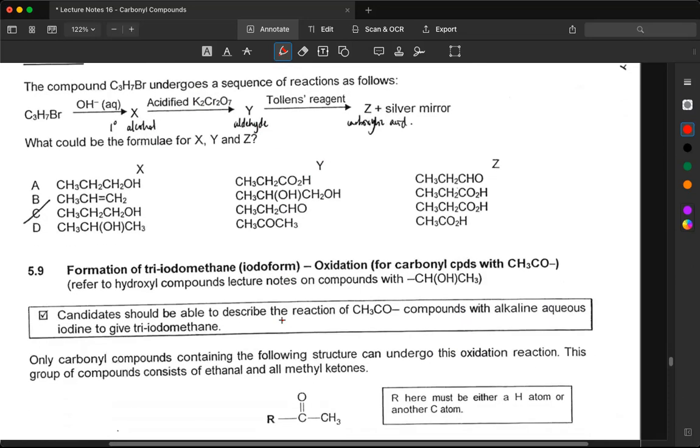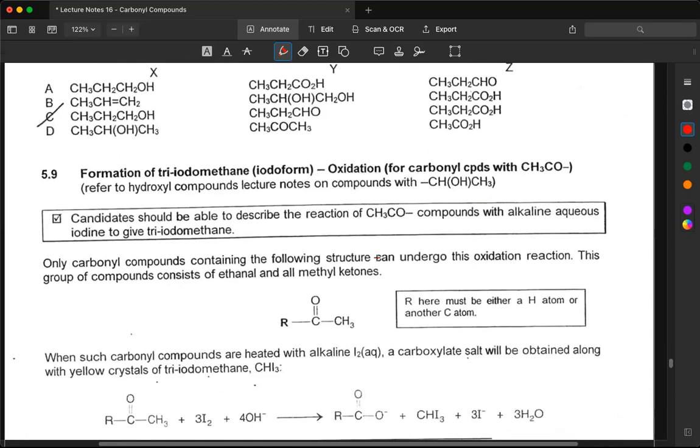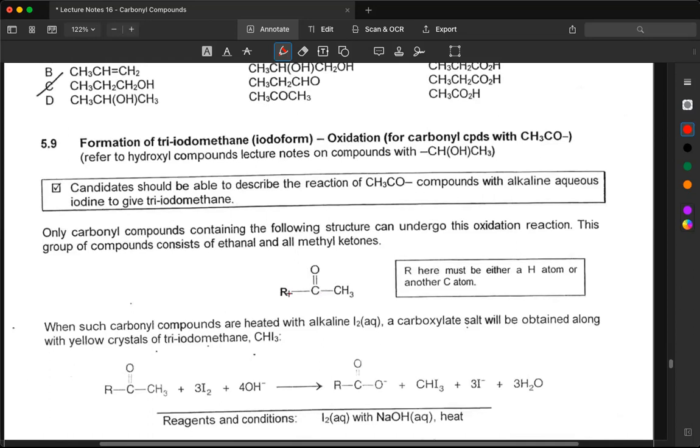The next test is formation of triiodomethane. We call it iodoform. Oxidation for carbonyl compounds with CH3CO. So only carbonyl compounds that have this structure undergo oxidation. This group of compounds consists of ethanol and all methyl ketones. So this C double bond O must be bonded to R here. The R must be either an H atom or another C atom. If this is H, then this will be the one. If this is R, then either way, it will react.